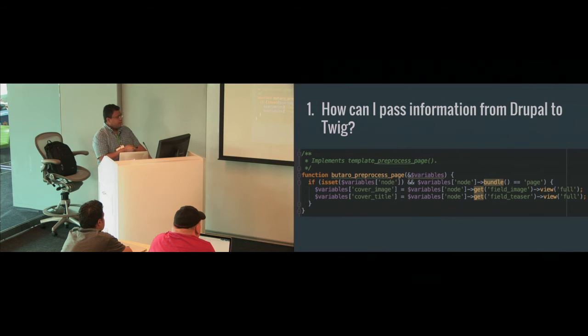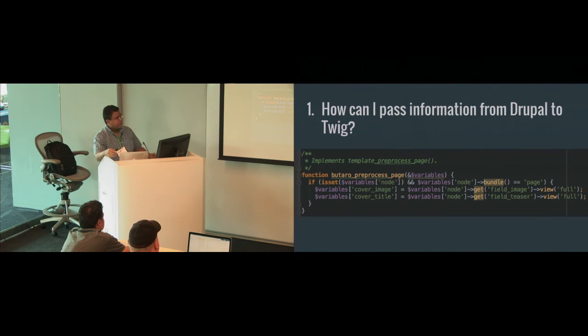So I check if this page is rendering a node, because it can be a view or it can be the result of a form or a module. So I first want to check, am I rendering a node? Yes. And then I am rendering a node of type page. So I can say here, I only want to pass this variable if my node is of type page and not if it is of type article or something else. So I make those checks.